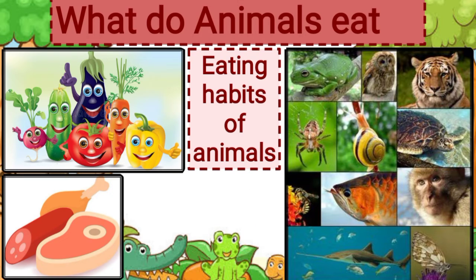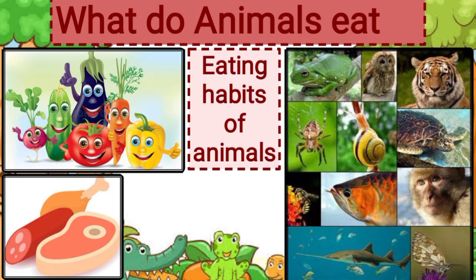Now let's understand what animals eat. As you know, different animals eat different things. All animals need food to survive. And animals eat many different kinds of food, including other animals, fish, nuts, seeds, tree leaves, branches, insects and grass.